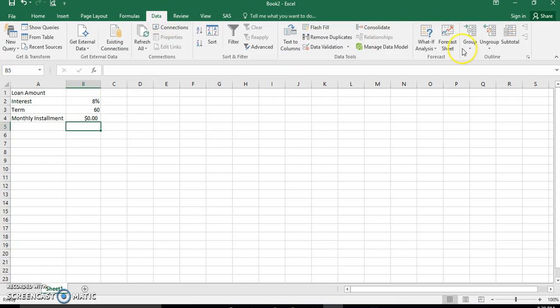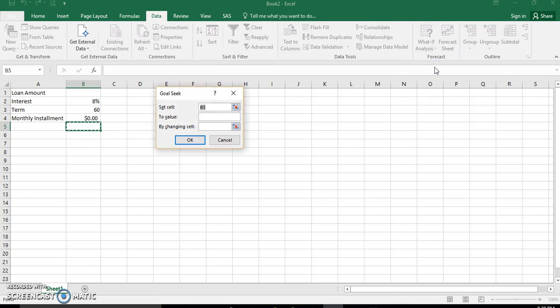Go to data, go to what-if analysis and click on goal-seek. You can see that goal-seek takes 3 parameters. One is set cell, second is to value, and third is by changing cell. So set cell is the cell for which you already know the value. In our problem, we know how much the monthly installment can be, and the monthly installment is present in the cell B4. So that means we can fix the cell B4.